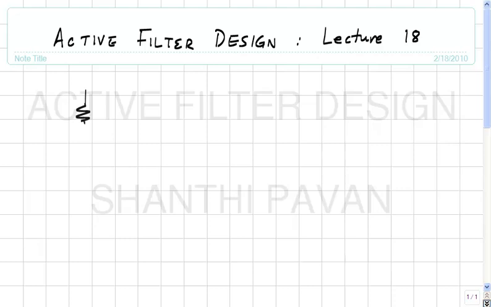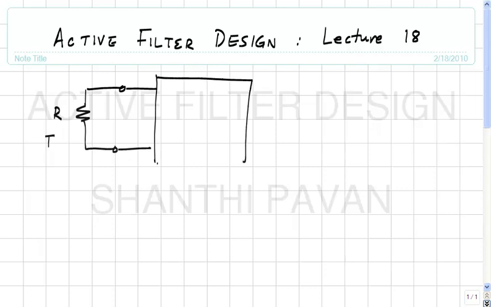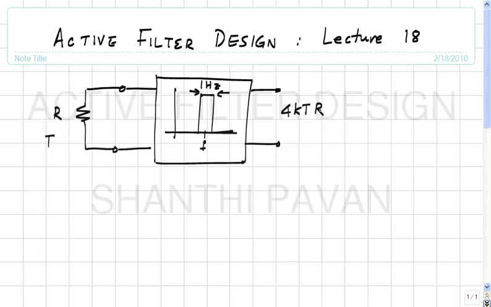We said that if you take a resistor R in thermal equilibrium with its surroundings, which is at an absolute temperature T, then if you took this voltage waveform and connected it to a band pass filter centered at some random frequency F and with a bandwidth of 1 hertz, and if you look at the waveform at the output and measure its mean square value, then it turns out that the mean square value is 4KTR volt square, independent of what? Of the center frequency.